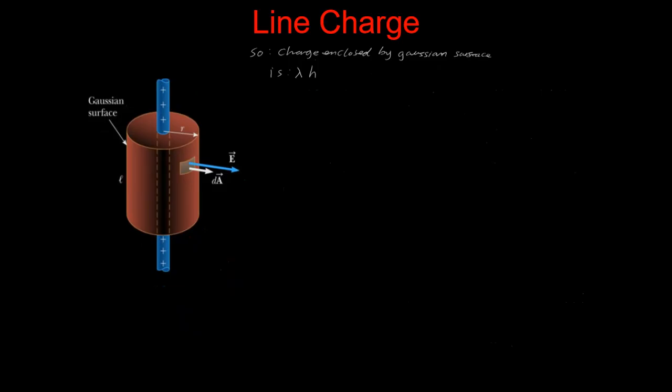So the charge that's enclosed here by our Gaussian surface is essentially lambda, the charge per unit length, times the height, which is essentially the length. So charge per unit length times length. So lambda is Q over L, charge per unit length, in coulombs per meter.